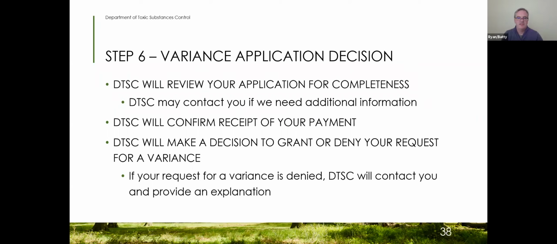Okay, so once we receive your application and we confirm that we've received the reimbursement payment, we will take a look at your responses. We may reach out to you if we need additional information, and we'll confirm receipt of the payment, and then we'll make a decision to grant or deny your request for a variance. Obviously, we anticipate granting the vast majority of these variance requests. The only instance we wouldn't grant it is, for example, if you didn't qualify for some reason. And if your variance application was denied, we would reach out to you and provide an explanation for why that was. Next slide, please.